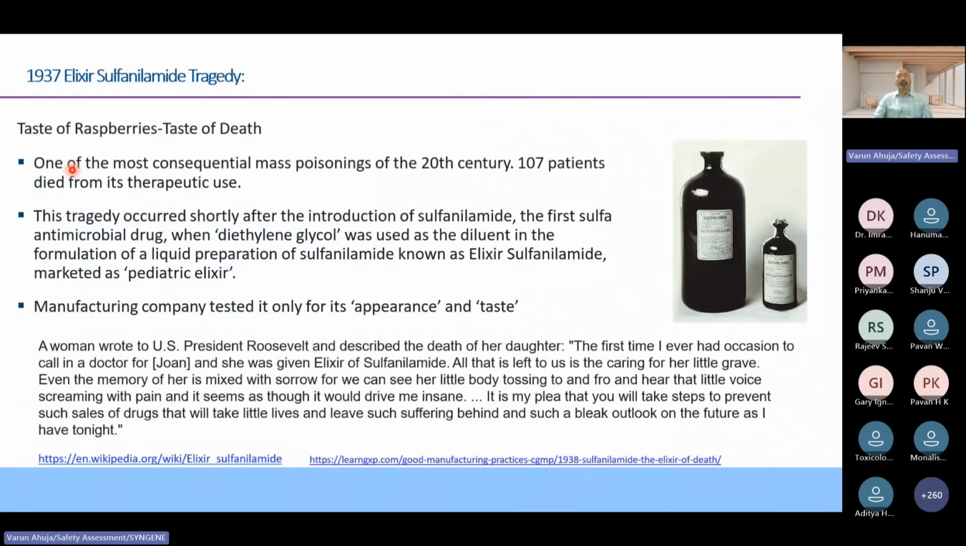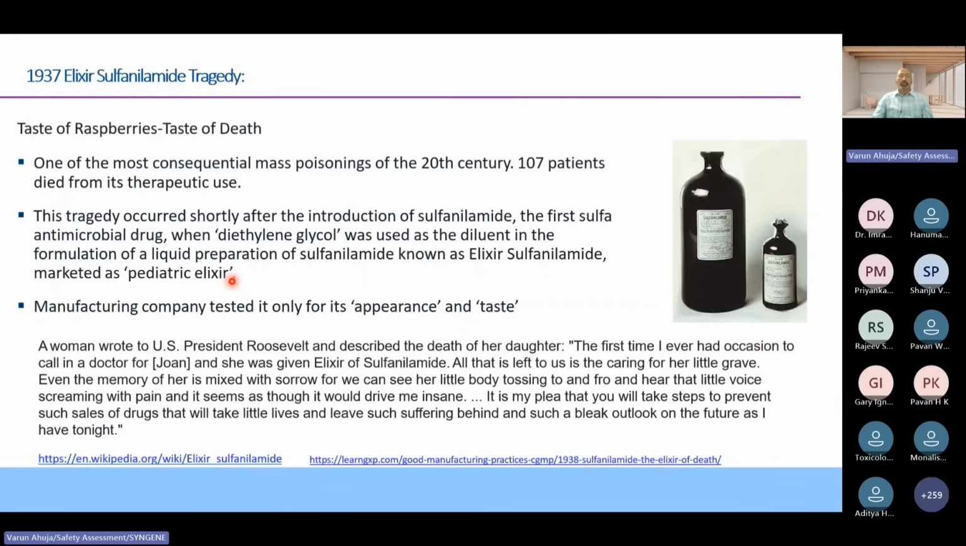Somewhere around 1937, the Elixir Sulfanilamide tragedy happened. Many of you might already have read about this. It was called the Taste of Raspberries or Taste of Death, and it is one of the most consequential mass poisonings of the 20th century. 107 patients died from its therapeutic use. This tragedy occurred shortly after the introduction of sulfanilamide, the first sulfa antimicrobial drug, where diethylene glycol was used as a diluent in the formulation of a liquid preparation of sulfanilamide, marketed as a pediatric elixir.